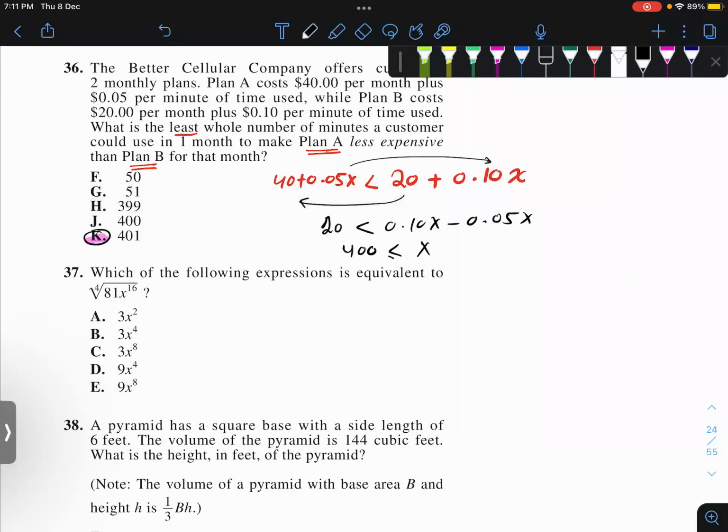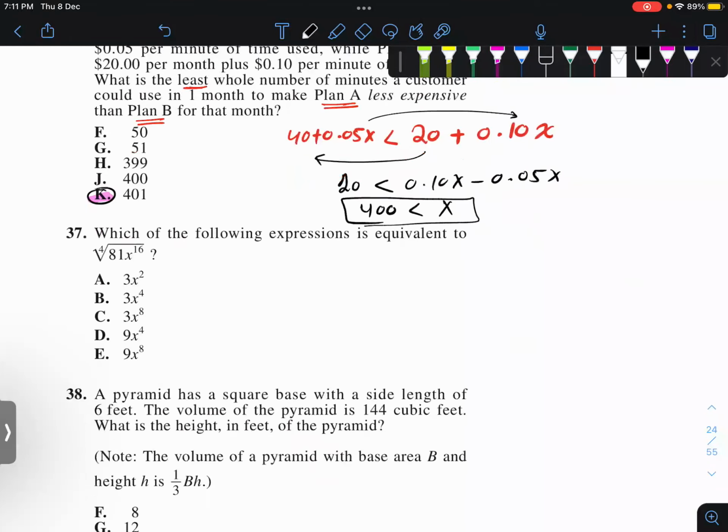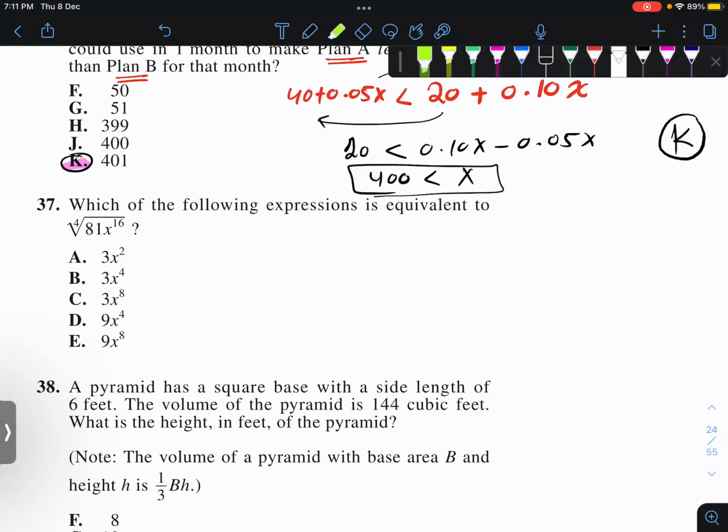Not exactly 400 because there is no "or equal" here. Take something greater than 400, like 401 minutes. 400 exactly will be equal, understand? If I do 400, it will be equal, 400x or 400 calls or minutes. Which of the following, the answer is K here.